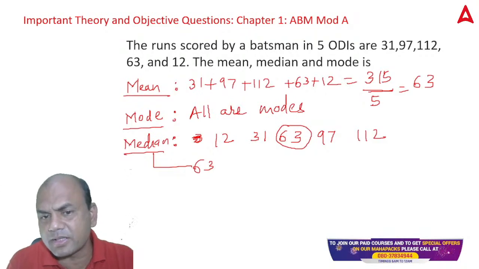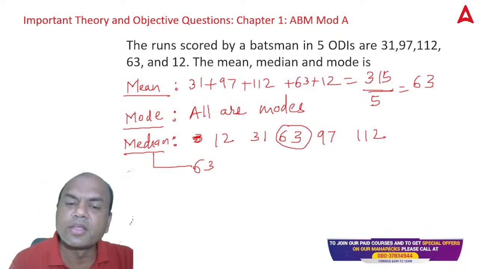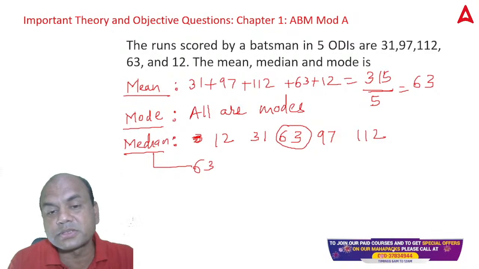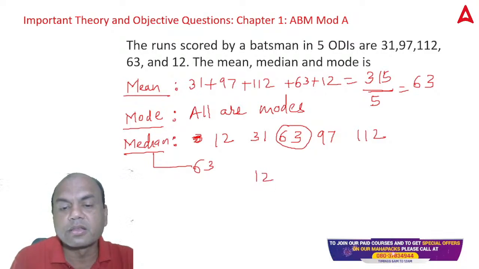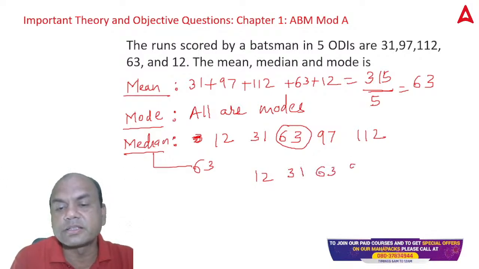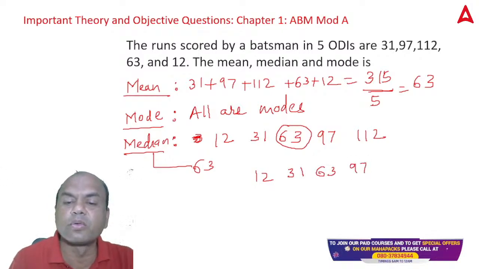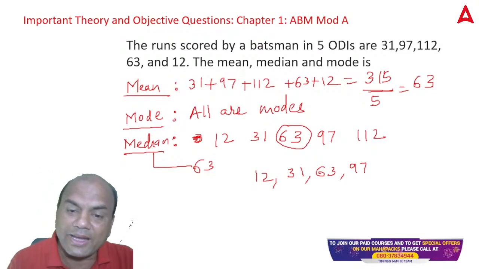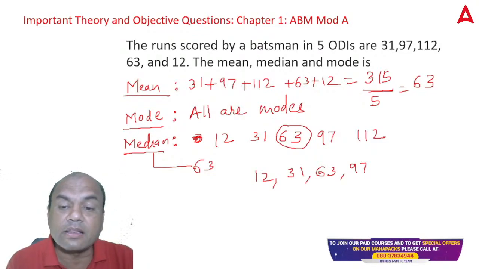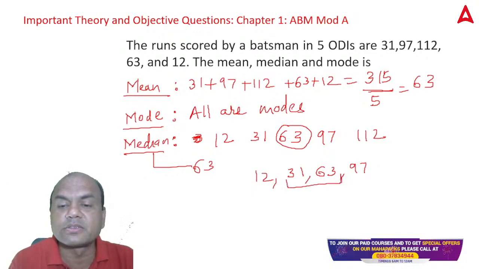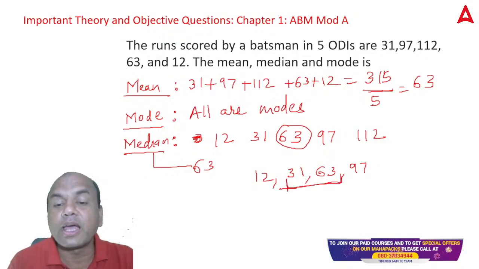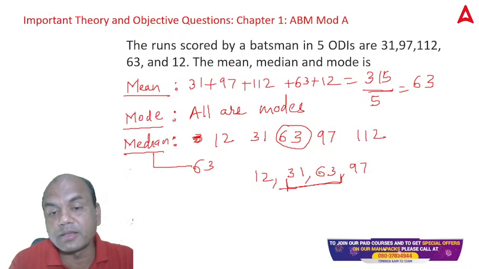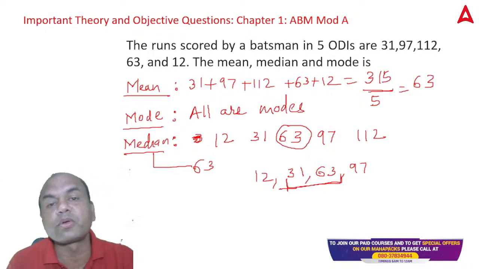Now you'll ask me, sir, this is odd, that's why it's easy. Suppose there would have been only 4 numbers: 12, 31, 63 and 97. In that case, what to do? Arrange them in serial order and take the 2 central numbers. Find the average of these, the mean of these. So 31 plus 63 upon 2.